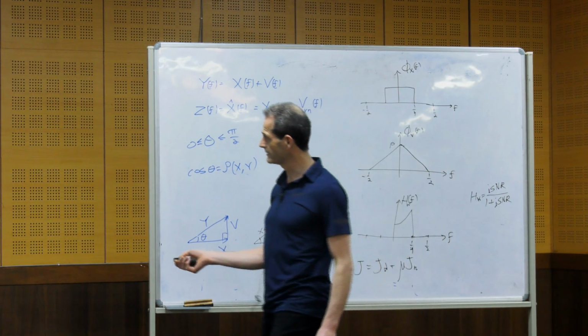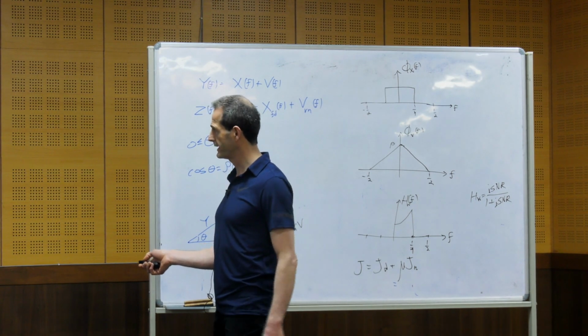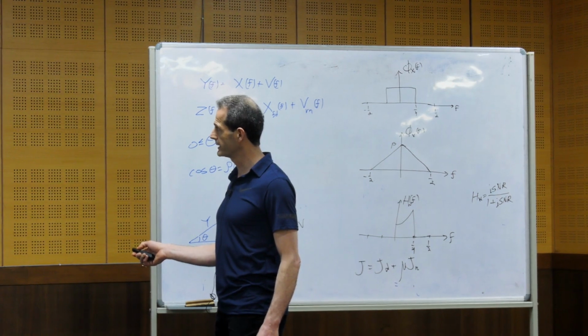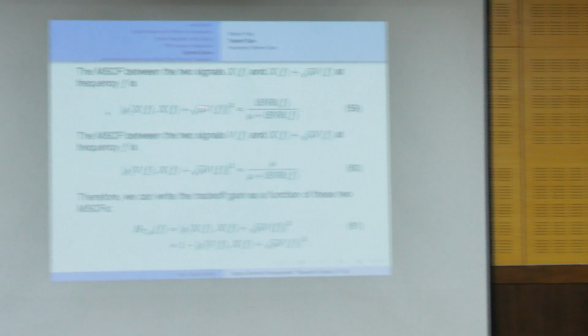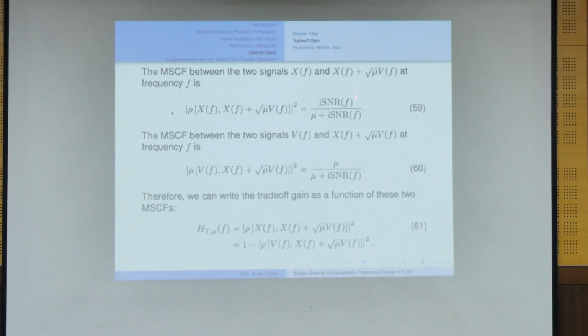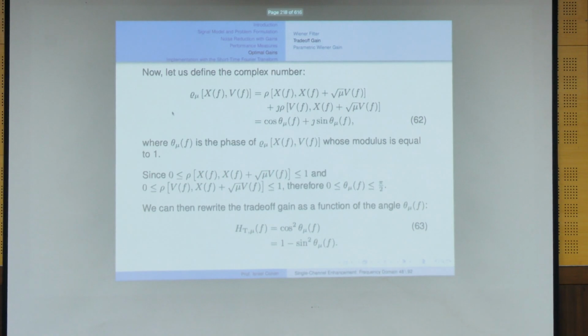Just like what we see here, okay? So this is the angle. I will define the angle immediately, but we look for the magnitude squared coherence between x and x plus square root of mu v. And this is actually the gain of the trade-off filter. And we can define this angle, okay? So this angle, we define it like this.